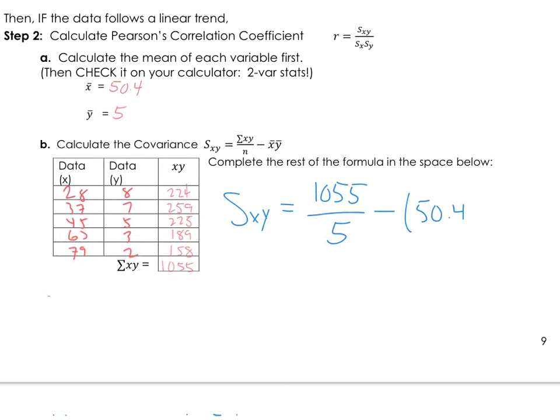So that's going to be 50.4 times 5. And I'm really sorry, I'm again struggling to do some writing here. There we go. Okay, now this is just a simple calculator evaluation, so we'll type it in exactly as I've written it. And this works out to be, I got negative 41. S sub xy equals negative 41. There we go.